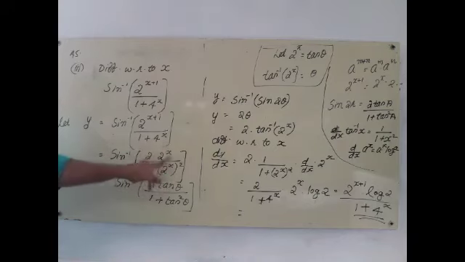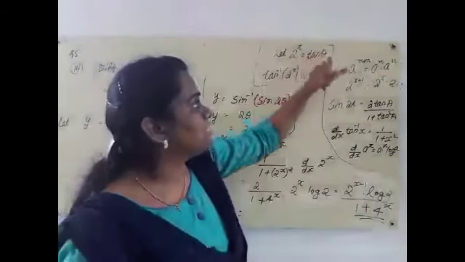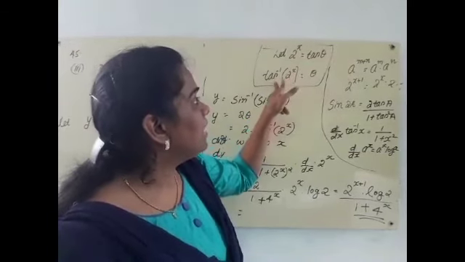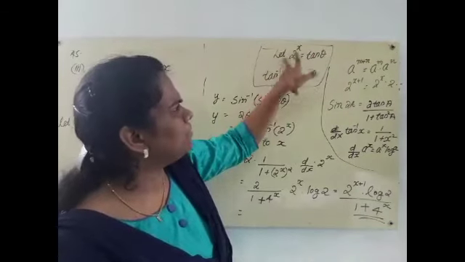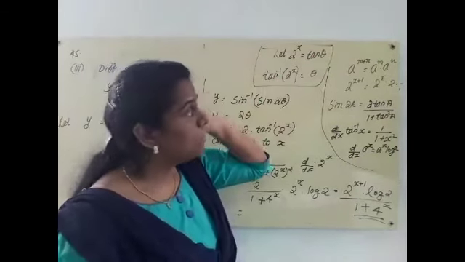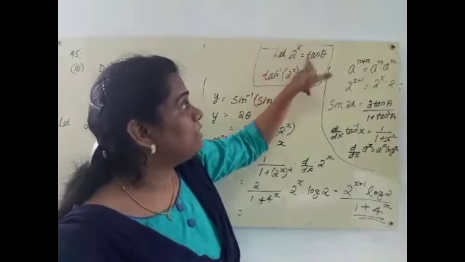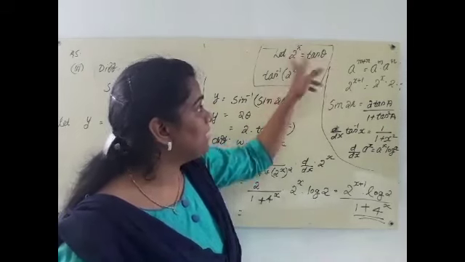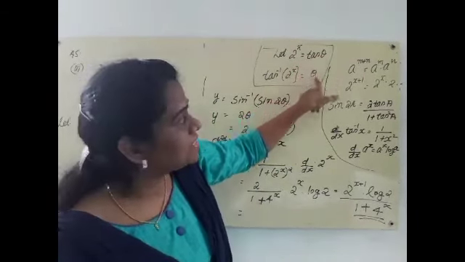Afterwards, we are giving a substitution for 2 raised to x. Let 2 raised to x be equal to tan theta. Then taking tan inverse on both sides, theta is equal to tan inverse of 2 raised to x. Or if you take tan inverse on both sides, tan inverse of 2 raised to x is tan inverse of tan theta, which is theta.